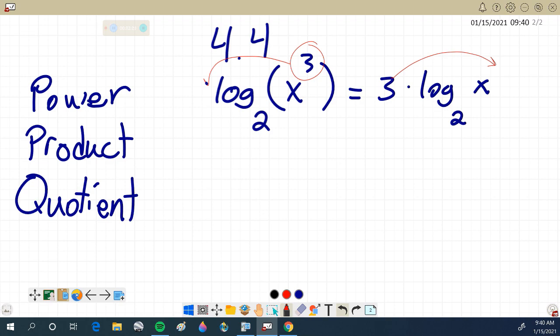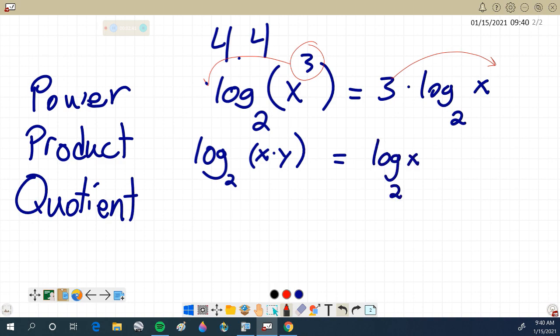The product rule says if I have the log base 2 of x times y, so inside a logarithm I have two things multiplied together, that is exactly the same as log base 2 of x plus log base 2 of y. So if there's a multiplication inside a single logarithm, I can split that into two logarithms that are added together.